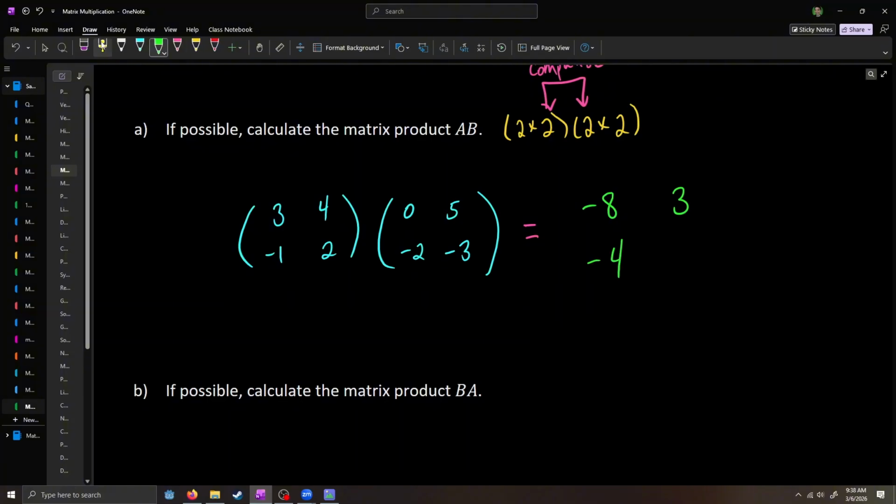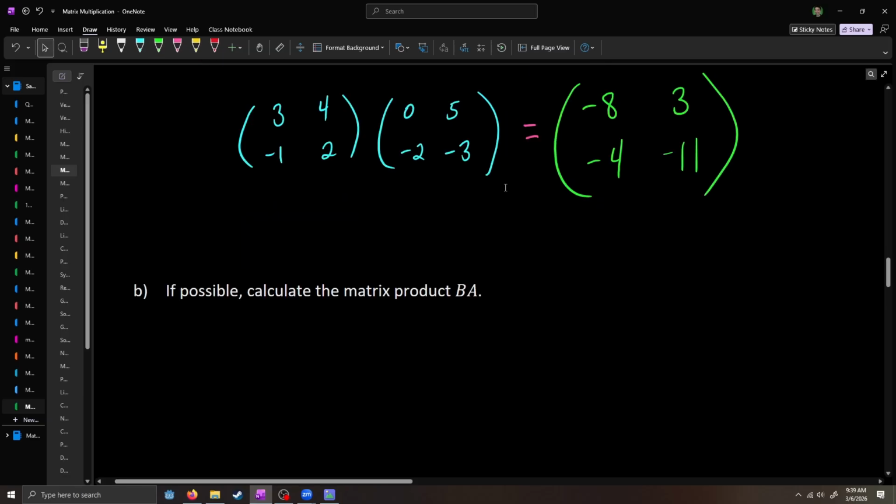And then finally, I will dot together row 2 and column 2, and it'll give me the entry in row 2, column 2 of my answer. So -1 times 5 plus 2 times -3, that's -5 combined with -6, in total -11. So that is going to be the result of this matrix product.